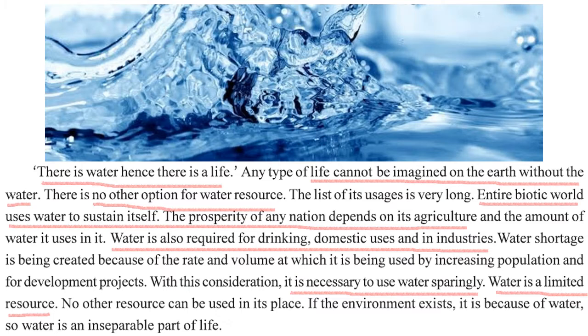The prosperity of any nation depends on its agriculture, and agriculture uses the maximum amount of water. Water is also required for drinking, domestic uses, and in industries. Due to water shortage and due to the rate and volume at which it is being used, we have a water shortage in India and on earth.